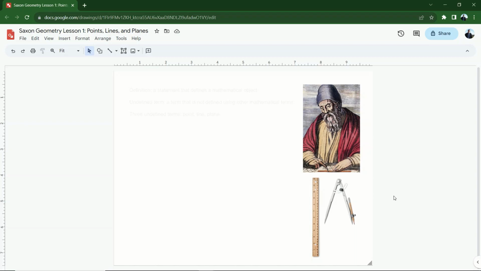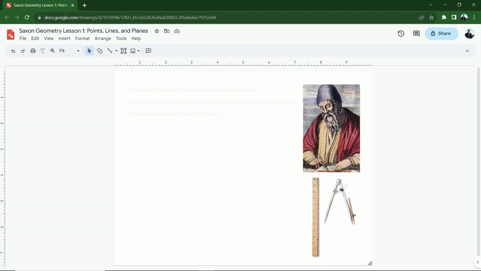Same is true of his compass. His compass would have been a tool for drawing arcs, but it wouldn't have had any degree measures on it. There was no measurement on it. Our compasses are probably going to have measurements on this curved piece right here to tell you what the angle measure of the arc is that you're making. Euclid's would not have had that.